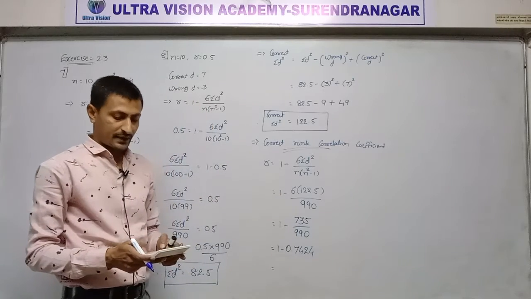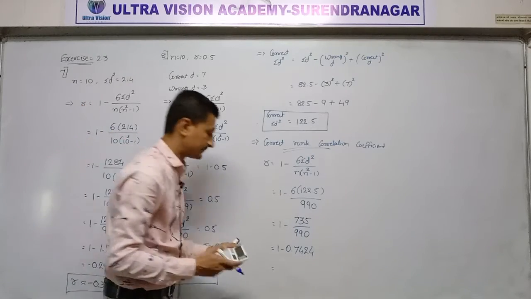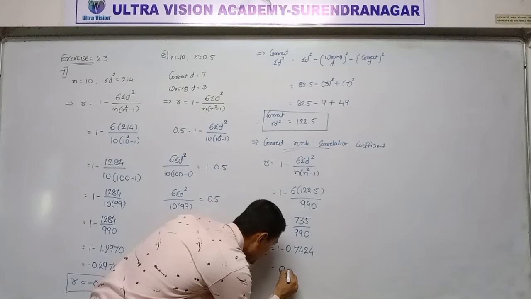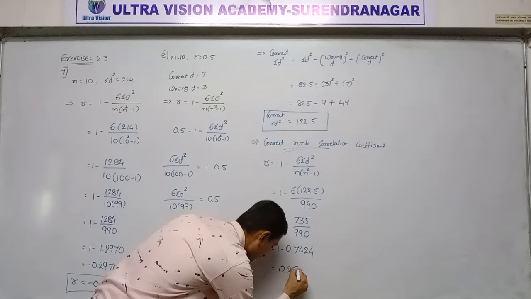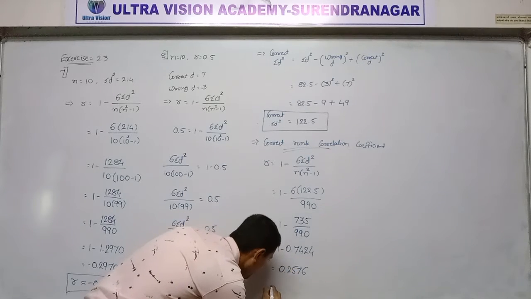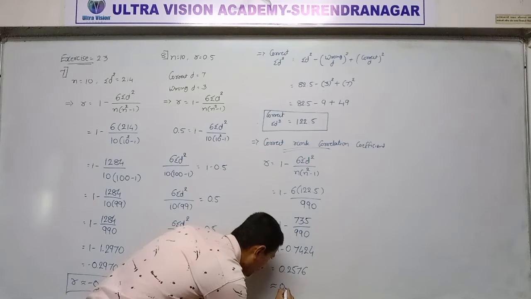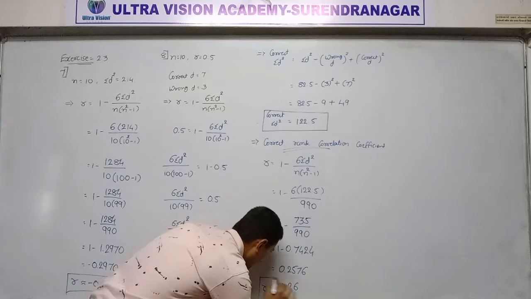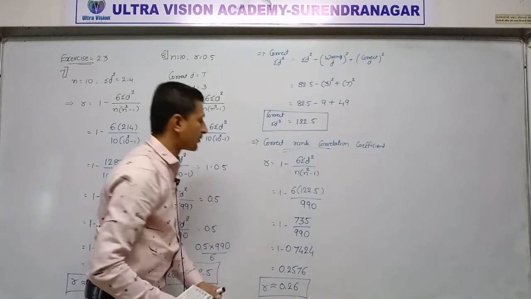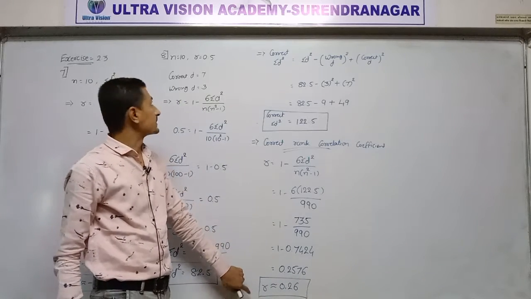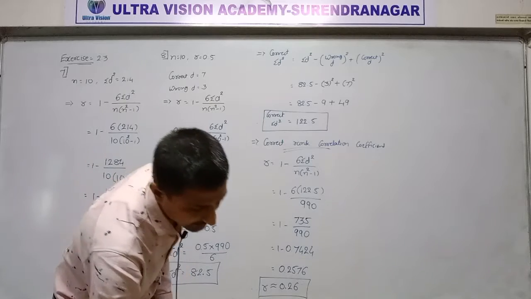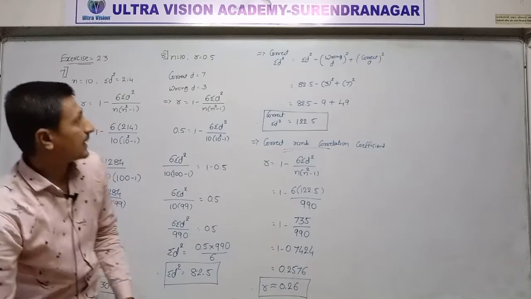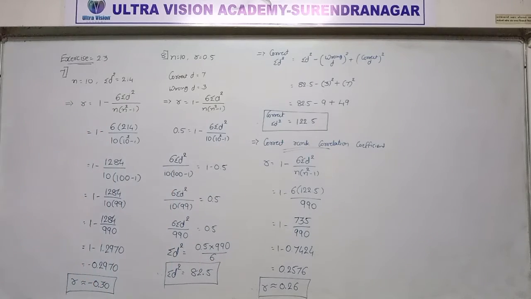1 minus 0.7424. The answer is 0.2576. Approximating, the final answer is 0.26. So the corrected value of the rank correlation coefficient is 0.26. You have completed question number 8 and also completed exercise 2.3.